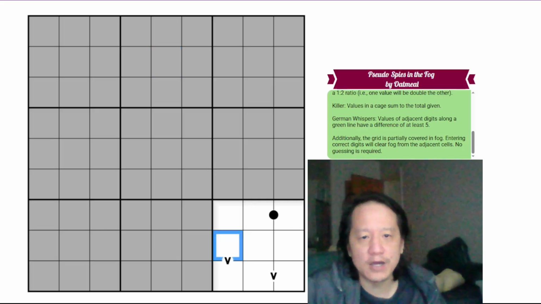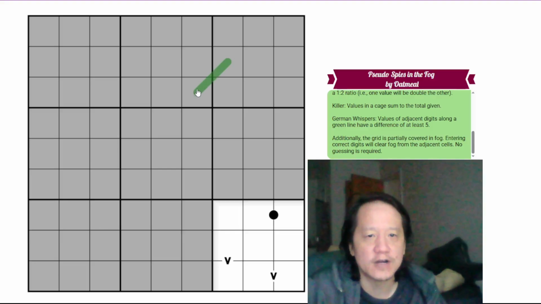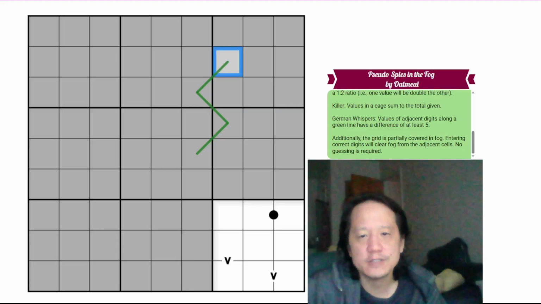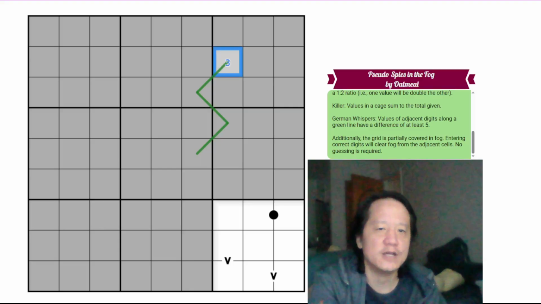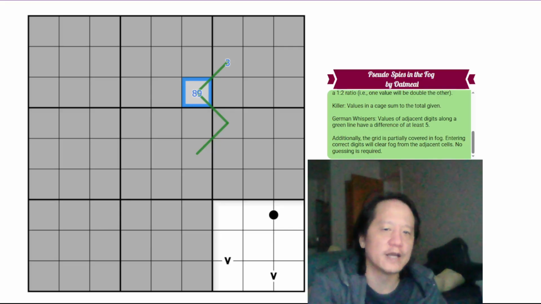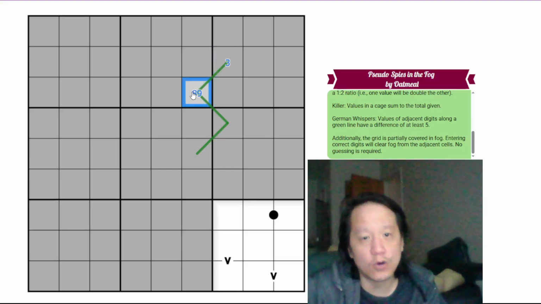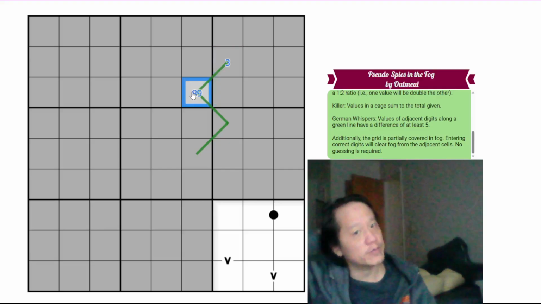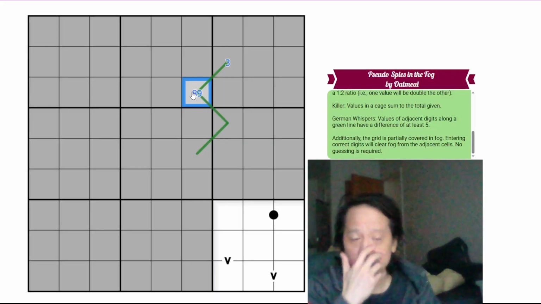We also have in this puzzle German whisper lines, where values of adjacent digits along a green line have a difference of at least 5. So say we had a German whisper line this way. Say this had a value of 3. If this had a value of 3, this would have to have a value of 8 or 9, or greater. It could be 8 plus, shall we say.